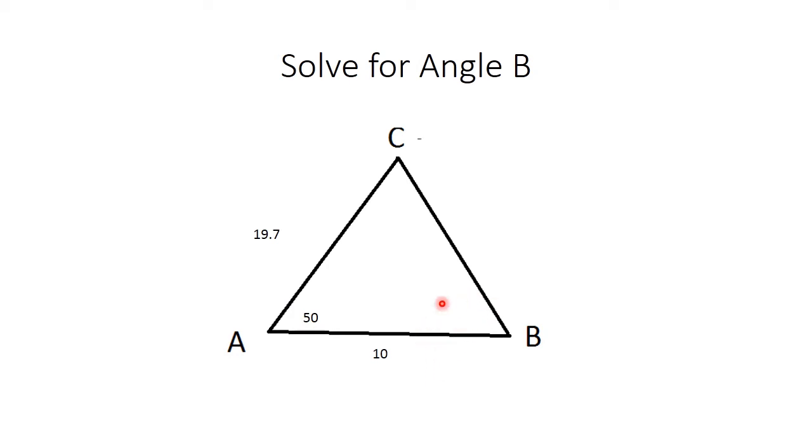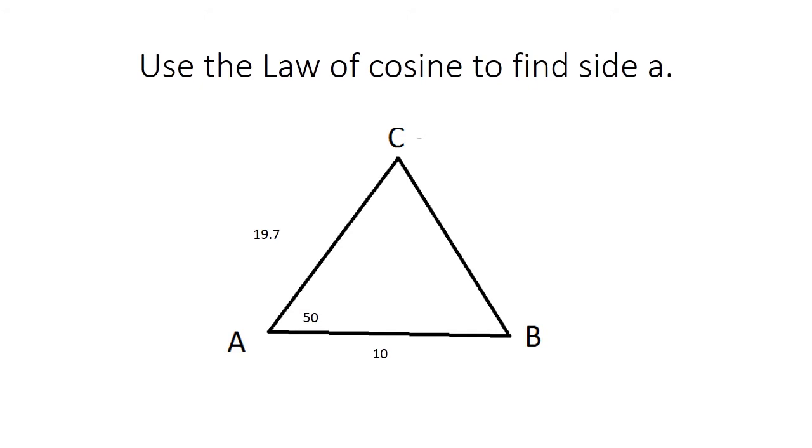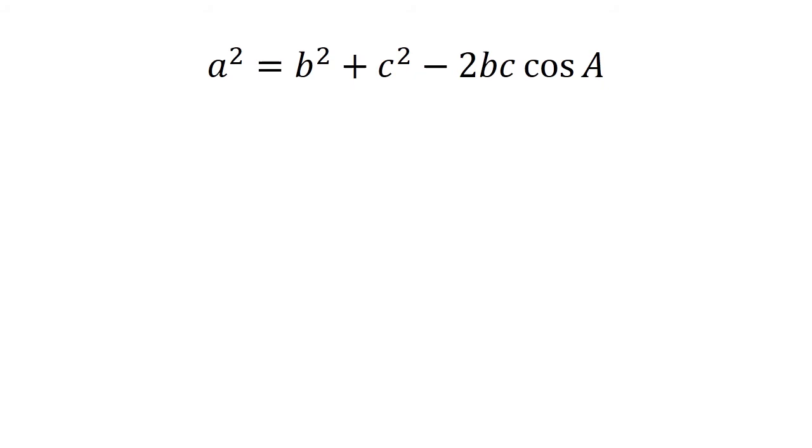Well, you probably know there's no way to find it directly. In fact, your only move here is to use the law of cosines to find little a, side A here. So, let's use the law of cosines to find side A, little a, which would be this side right here. Here's the law of cosines, and we're solving for little a. We know side B, side C, and we know angle A, so let's plug in all those numbers.